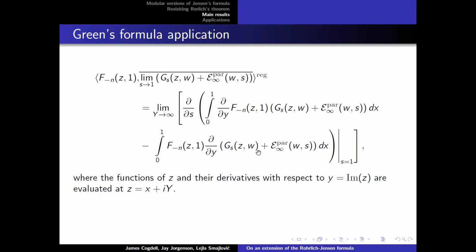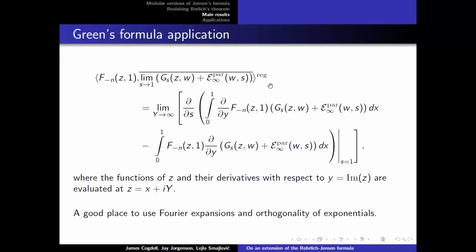So the only derivative that remains uncancelled is the derivative along the cut-off part of the fundamental domain, which is this integral from 0 to 1 dx, and the derivative is, of course, with respect to y, evaluated at z equals x plus iy, where capital Y is just the cut-off parameter. Okay, so this looks very nice. Why? Because this is now a good place to use Fourier expansion and orthogonality of exponentials.